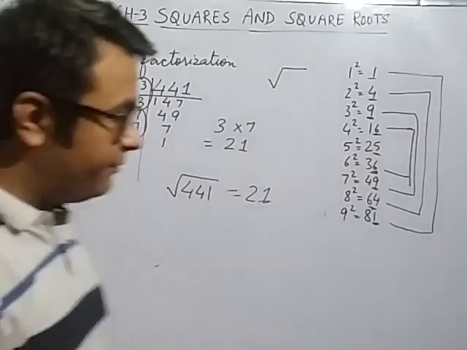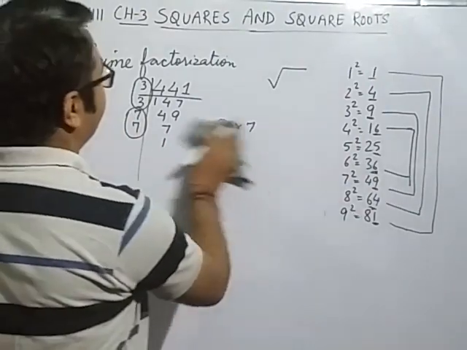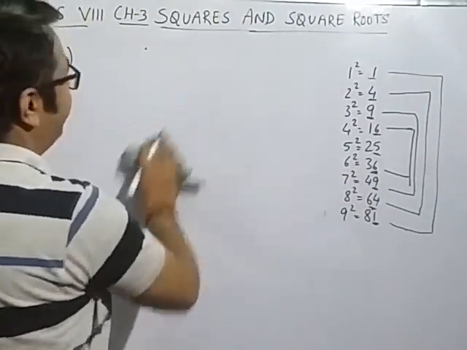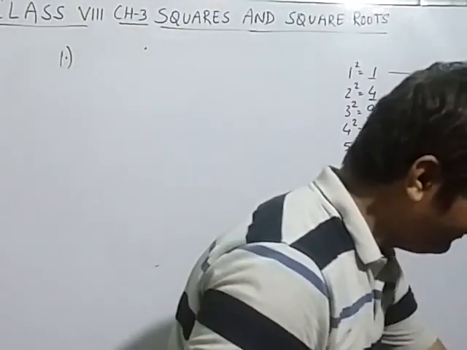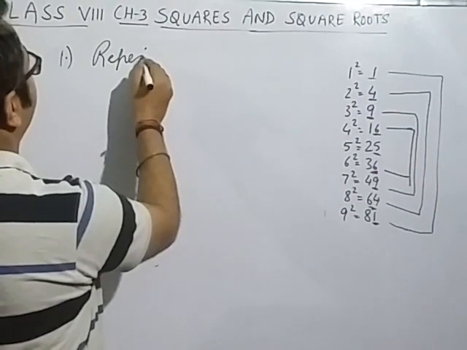Next method is the method of repeated subtraction. This is also a very easy method.